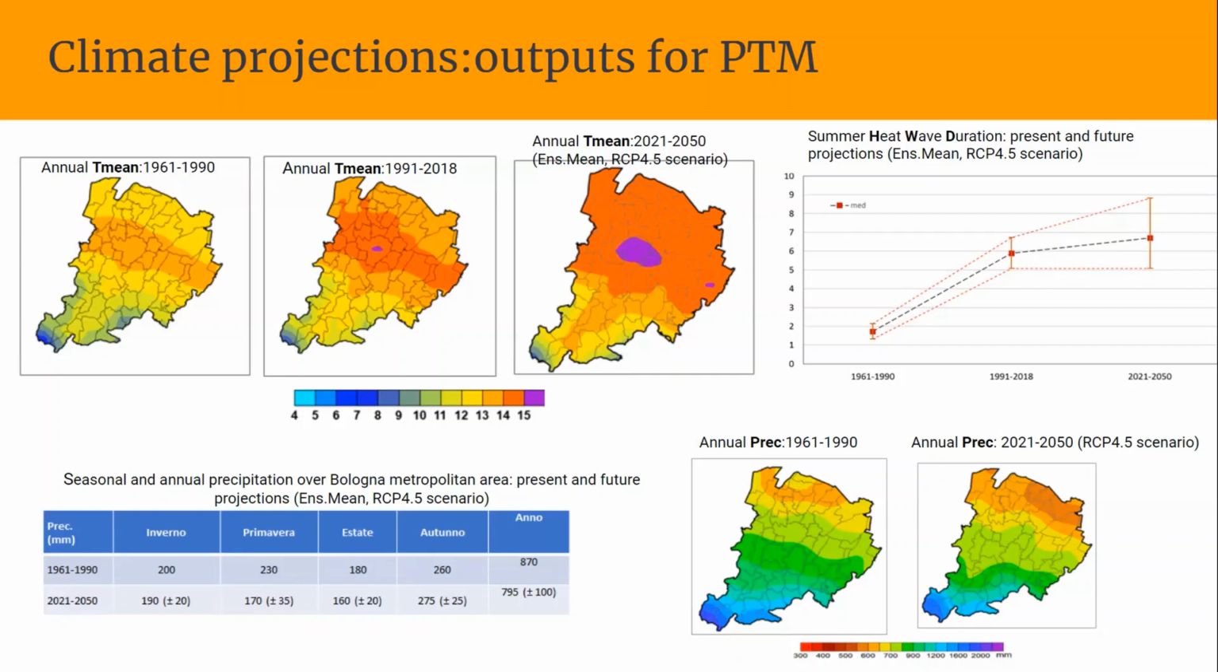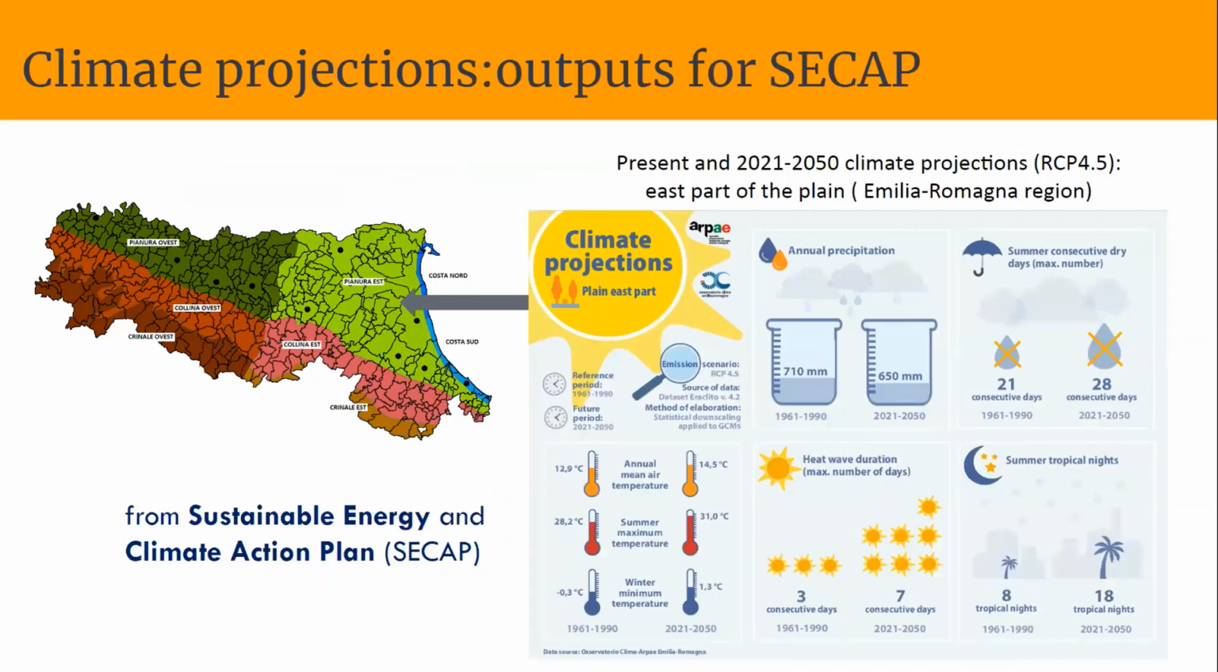Another kind of product that we provide to our end users is a small summary, an infographic that tries to put together more information from more fields, for example temperature, precipitation, present and future, consecutive dry days, heat wave duration, tropical nights. So more indices that together could provide our end users a future climate profile. This future climate profile is then used as input in the adaptation or action plan. We have done this in the Sustainable Energy and Climate Action Plan for our region.